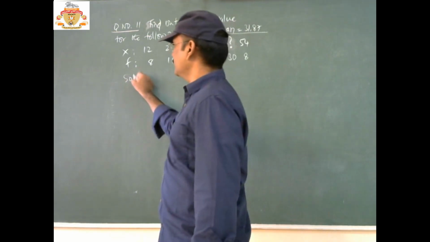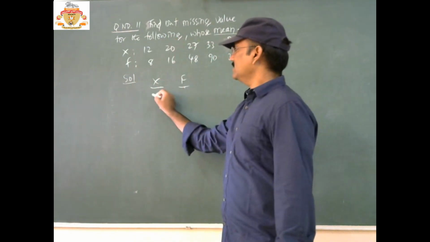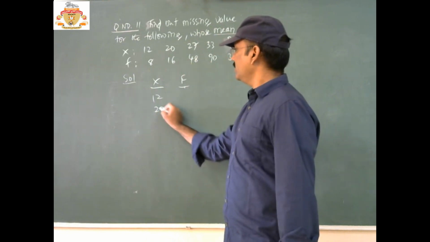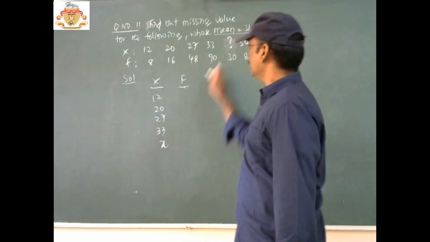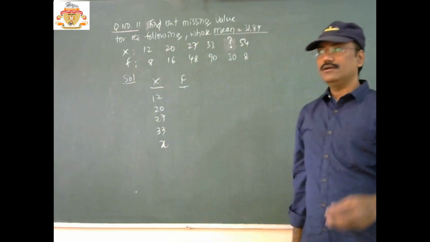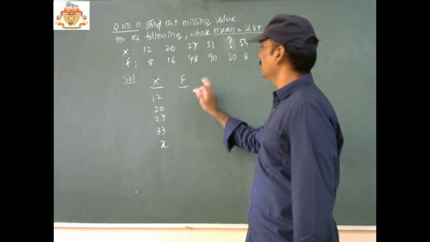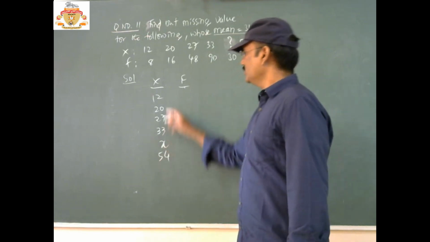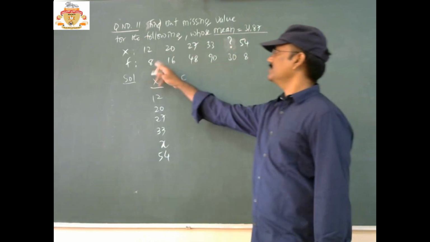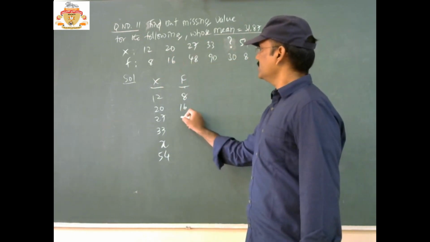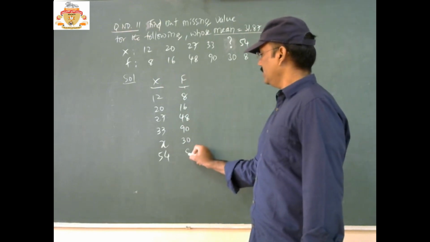Then I will go with the solution. How to solve this? Write X, then F. X is 12, 20, 27, 33, and this one is missing in the X. So let me assume that x is the missing variable. The last number is 54. So 1, 2, 3, 4, 5, 6 numbers. Then the frequency is 8, 16, 48, 90, 30, 8.